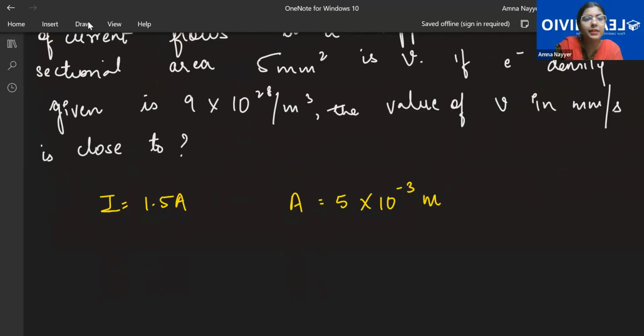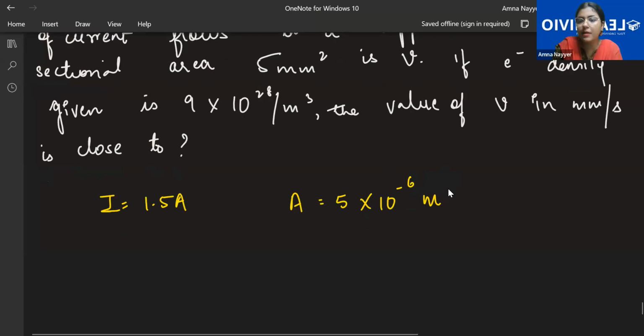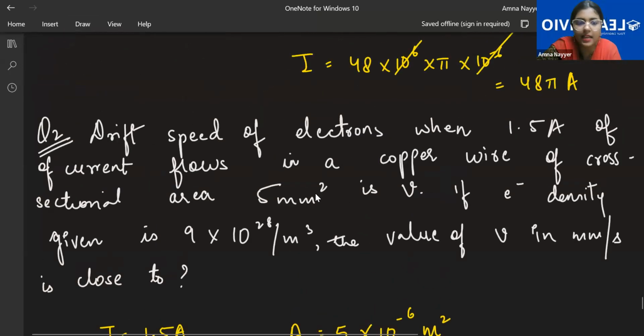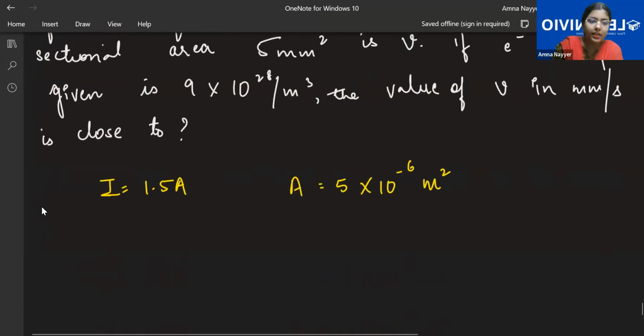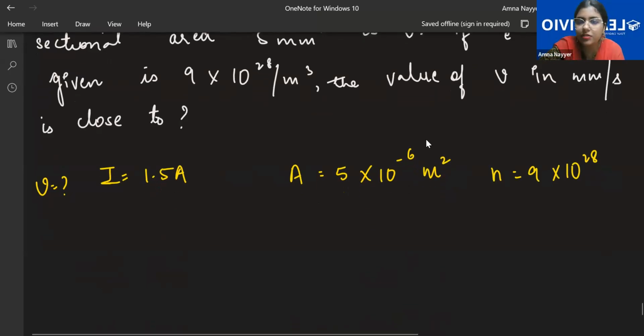In fact, this is millimeter square, so this becomes 10 to the power minus 6 meter square when you write the area. So current is there, area is there, drift velocity you don't know, that you have to find out. And it says the number density n is equal to 9 into 10 to the power 28. Now, Jesslyn, can you connect the relationship that can help find out the value of this drift velocity?